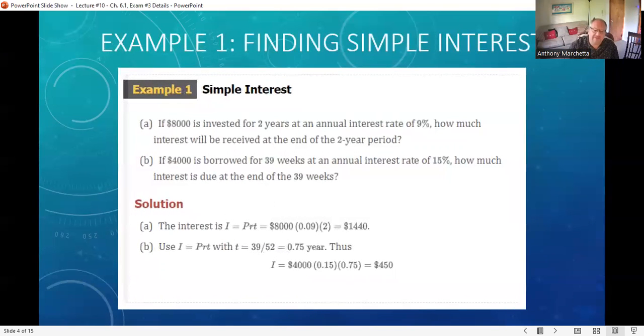So let's get our feet wet and try a couple of examples. Here comes example 1, where we're going to just use the I equals PRT formula in a basic 7th grade style math application word problem. If 8,000 is invested for 2 years, the annual interest rate is 9%. How much interest is going to be received at the end of that period of 2 years? I equals PRT. You just plug the numbers right in the way they look, and it comes out just like that. It's a piece of cake.